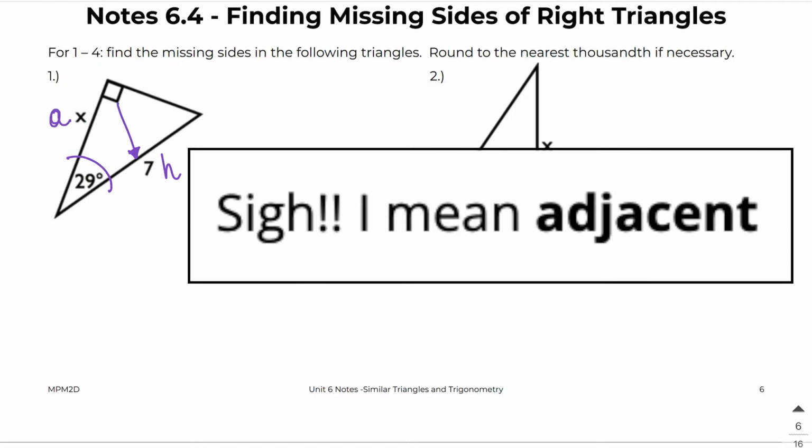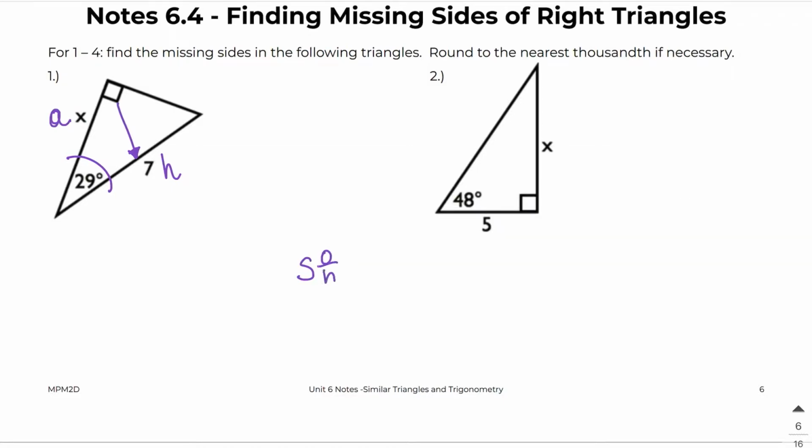And now I'm going to just write out SOHCAHTOA. And we want to look in SOHCAHTOA and find the ratio that's going to use A and H. So sine uses opposite and hypotenuse, so I don't want to use sine. Cosine uses adjacent and hypotenuse, so I definitely want to use cosine. Tangent uses opposite and adjacent, so I don't want to use tangent. So I'm going to use cosine right here.